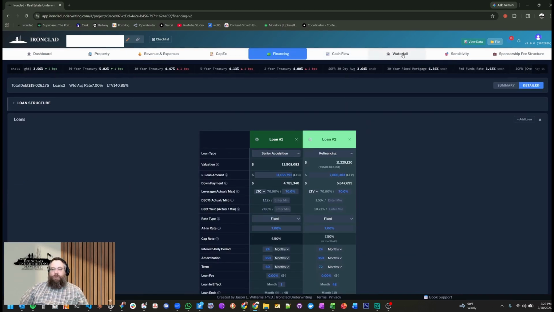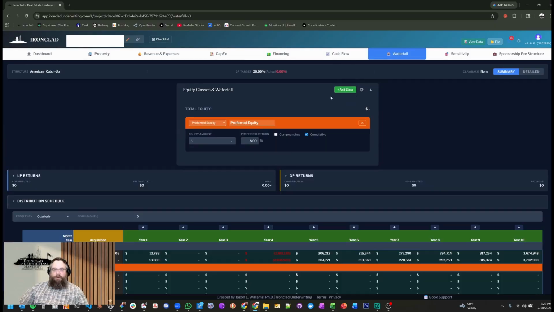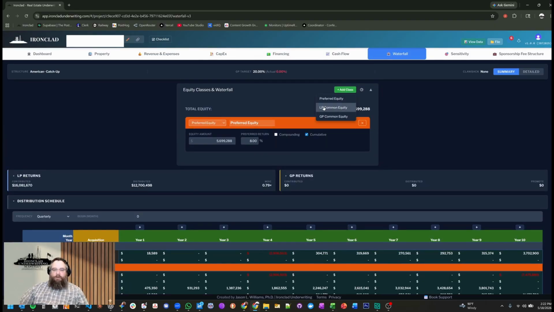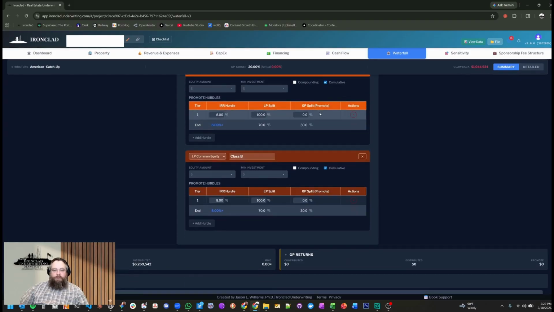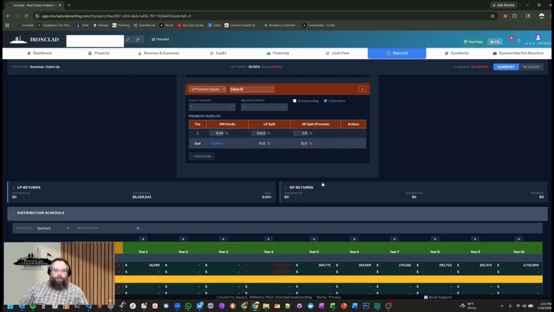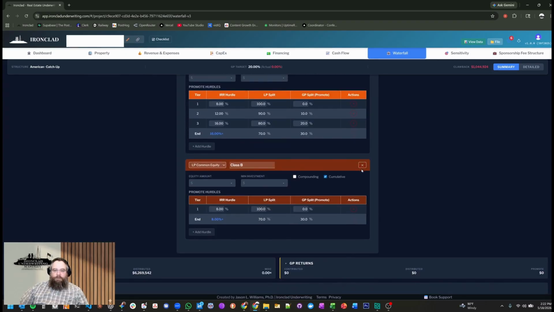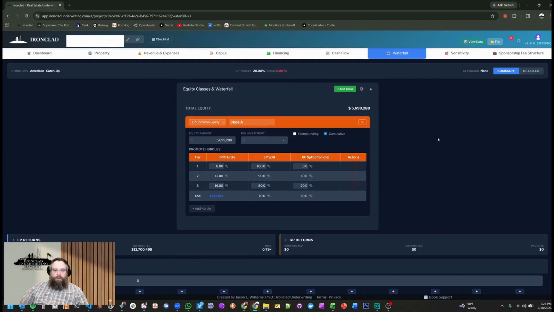Let's look at the waterfall. So the waterfall here is, let's add some classes. You can do preferred equity. You can do common equity. You can have as many common equity as you want. You can have as many hurdles as you want. Let's just do one class though. Class A. Let's get rid of the preferred equity.